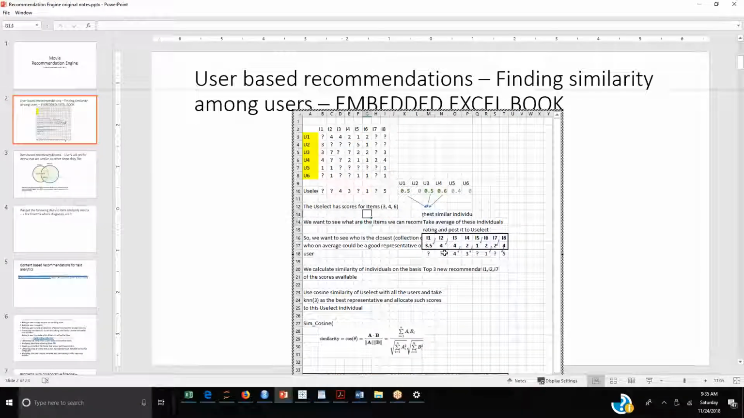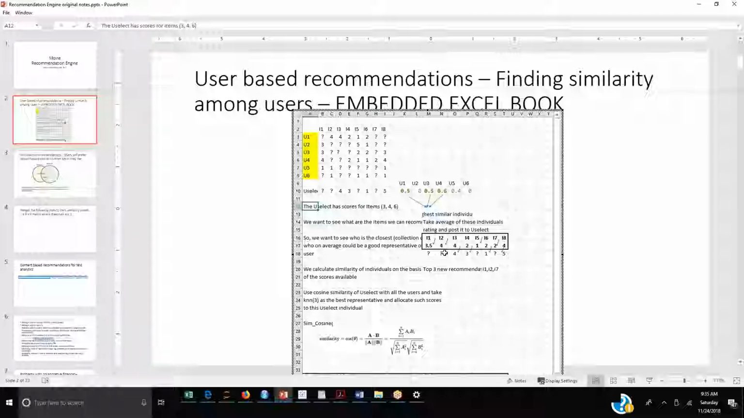What I am going to do is, the user selected has scores for items 3, 4, 6, and also 8. He doesn't have scores for 1, 2, 5, 7. We want to see what items we can recommend. That's the question we said: what are the items we can recommend to this guy? That's the problem we are trying to solve.